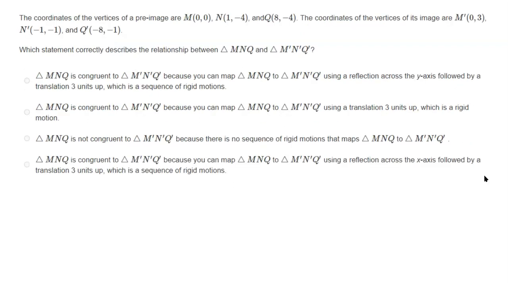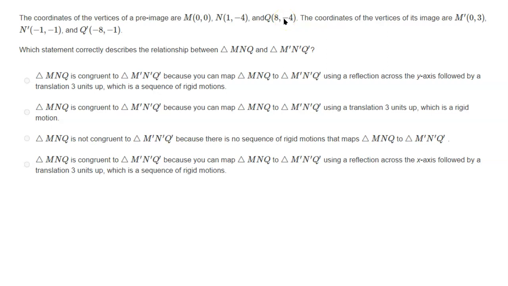The coordinates of the vertices of a pre-image are M(0, 0), N(1, -4), and Q(8, -4). The coordinates of the vertices of its image are M prime (0, 3), N prime (-1, -1), and Q prime (-8, -1).